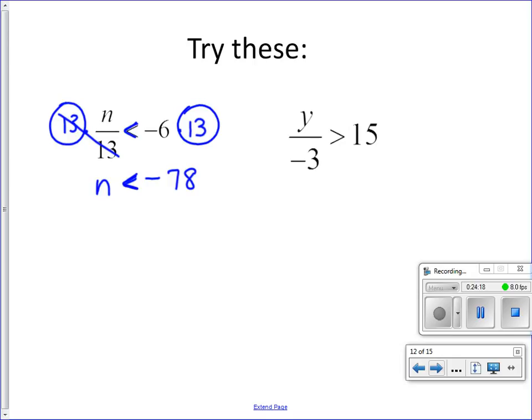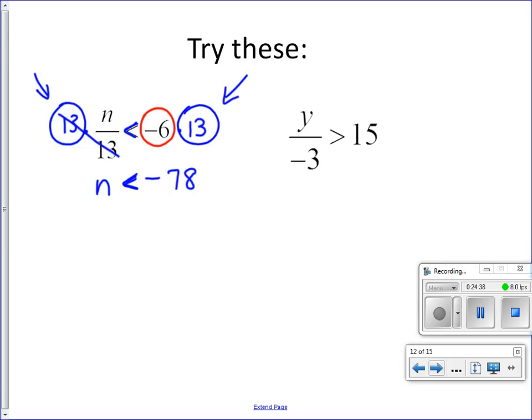It does not matter what this number is. So even though there's a negative 6 there, the only thing that matters is what you are doing to both sides. And since we're multiplying by a positive number, our inequality symbol stays the same.